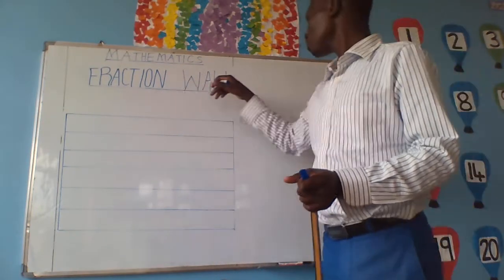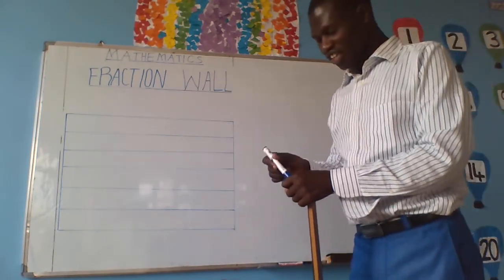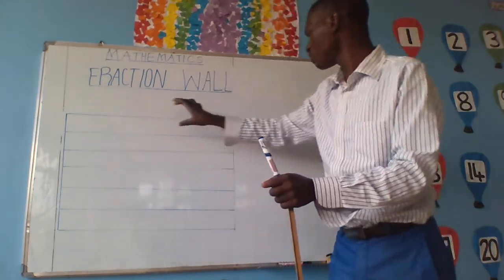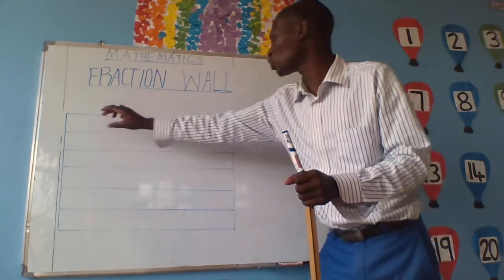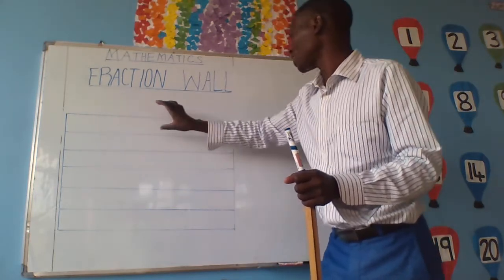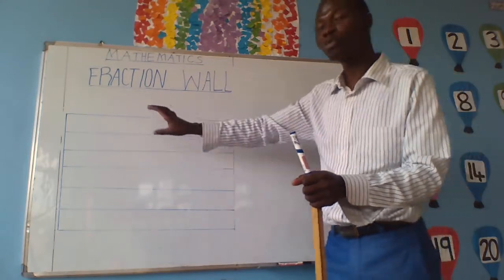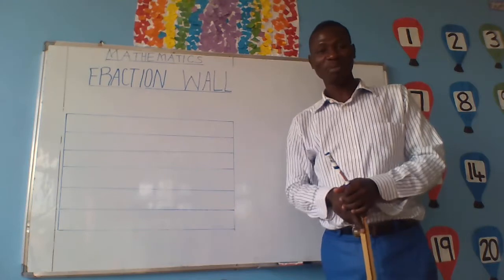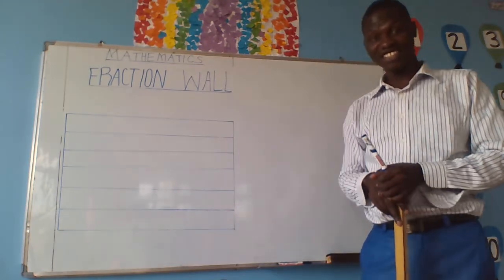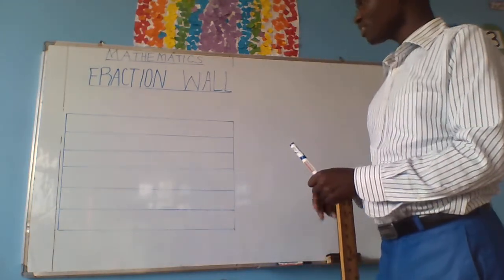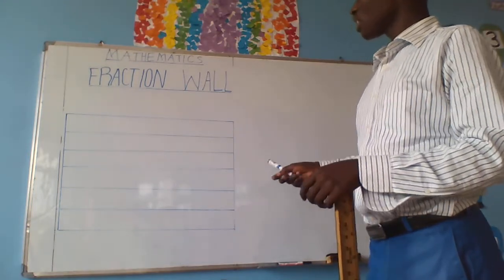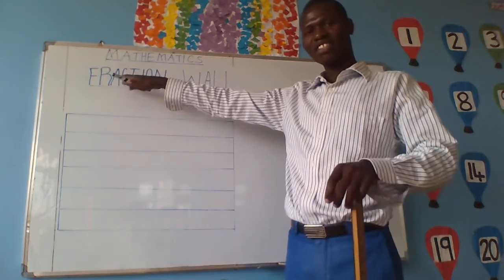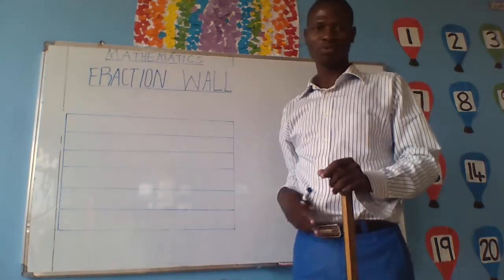Now, fraction wall, it's like the wall like this one. We have some levels of walls, so we can just put some bricks here. So we are going to put the bricks in this wall. We are building the house by using a fraction, isn't it? Okay. Now, as we saw in the previous lessons, fractions is a part of the wall.